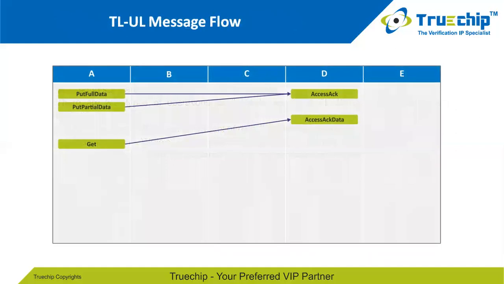So these are the messages. On the left, you have a put full data and a put partial data message, which will be sent by the master and will receive an access ACK response from the slave. This is just a simple request response operation. Similarly, there is a get request message sent from the master on channel A to perform a read operation. Then we'll receive an access ACK data response from the slave on channel D.